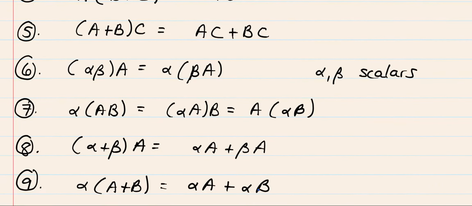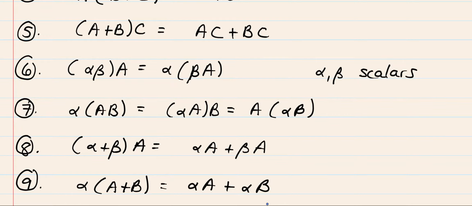And the last two rules involve the distributive property. Here, if we're adding two scalars and then multiplying that with the matrix A, you can just send in that scalar to the matrix A and add them. So both of these scalars. And if you're adding two matrices and then you multiply by a scalar, instead you can multiply both of the matrices by the scalar and then add them. So a lot of these rules are pretty straightforward.